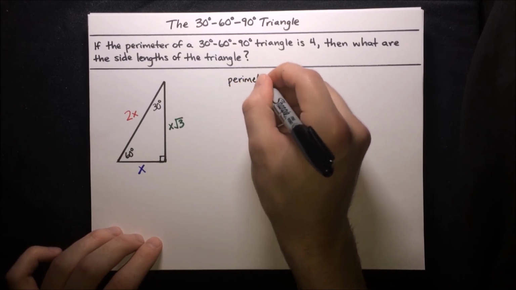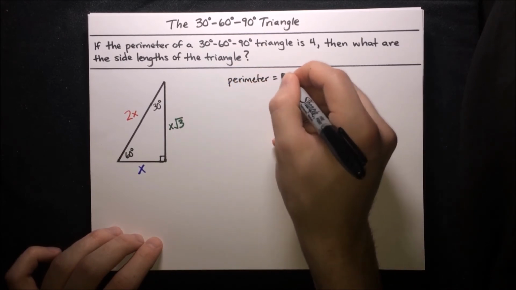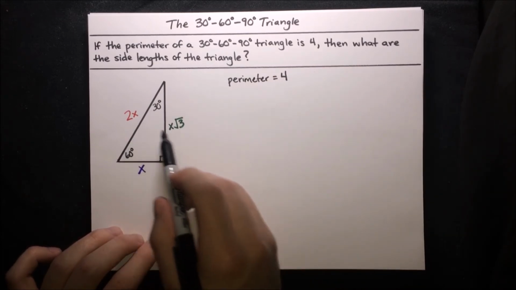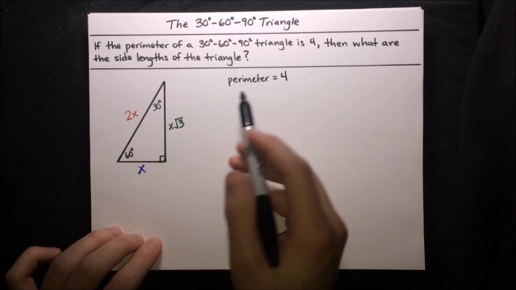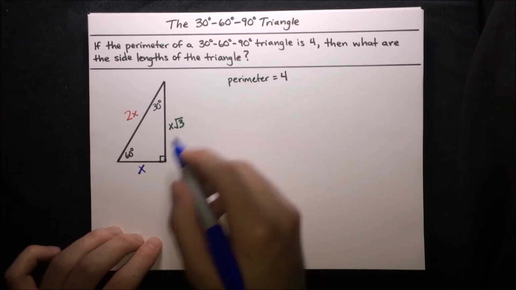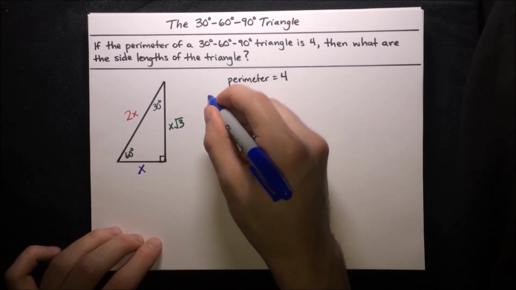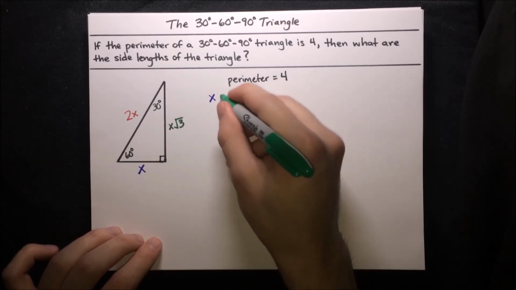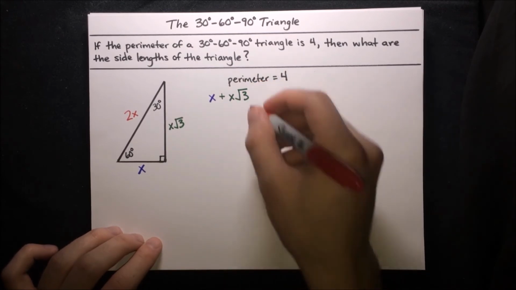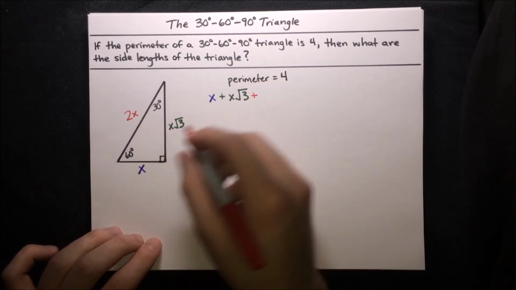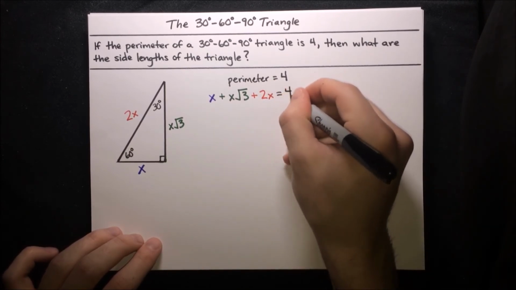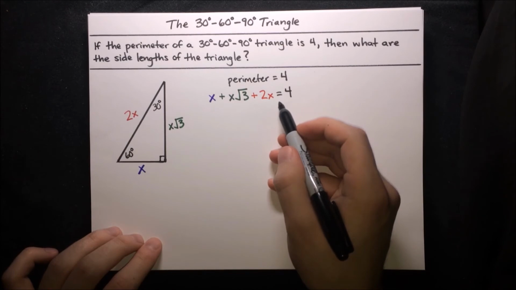Perimeter equals 4, and then for the perimeter, we can just add up these side lengths in terms of x. Then we'll have an equation that we can use to solve for x. So let's go ahead and write that up. Perimeter is shortest side, x, plus the middle side, so plus x root 3, then plus the longest side, the hypotenuse, which is 2x. And that's gotta equal 4.